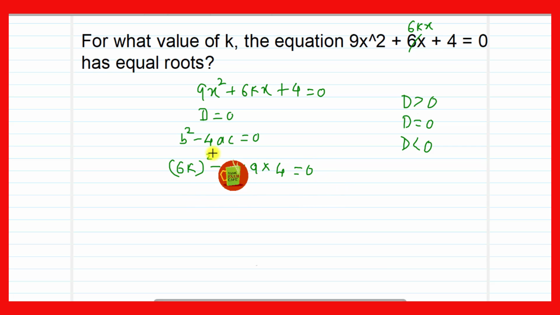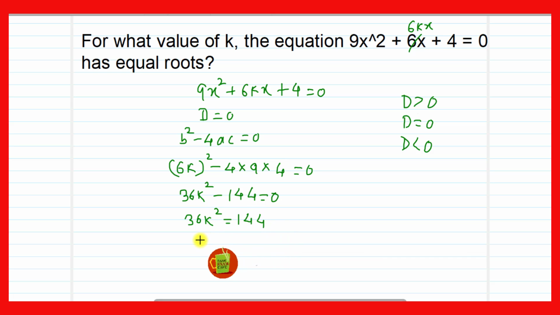Now 6k bracket square, that will be 36k square minus 144, that is equal to 0. Take 144 to other side, so it will be 36k square, which is equal to 144. And taking square root of both the sides, we will get 6k is equal to plus minus 12.